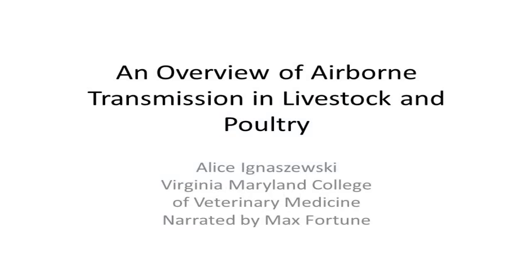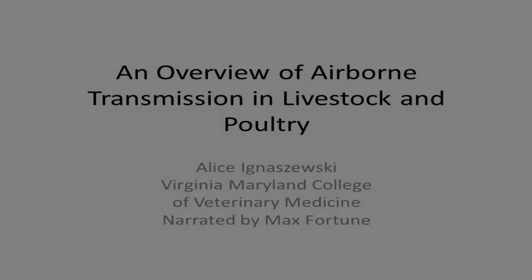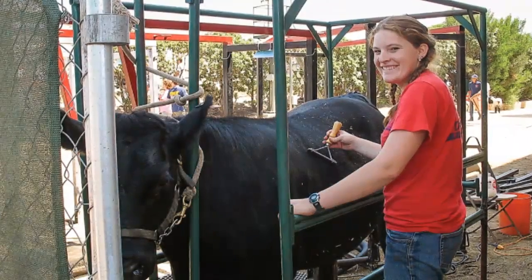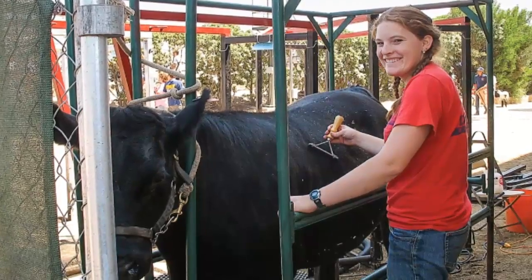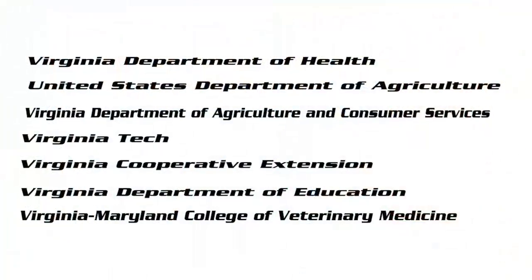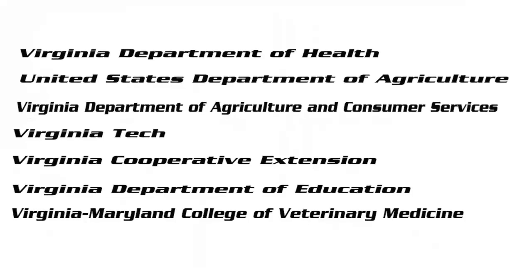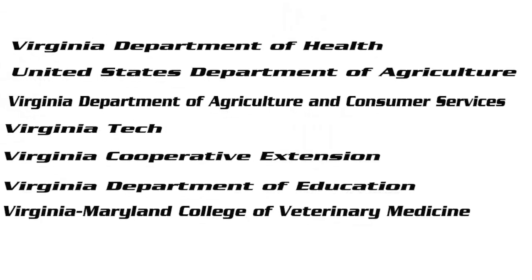This module will provide an overview of how diseases are spread by airborne transmission between animals and humans. This presentation is part of a series of zoonotic disease presentations developed by the Virginia Department of Health in cooperation with many agencies and institutions.